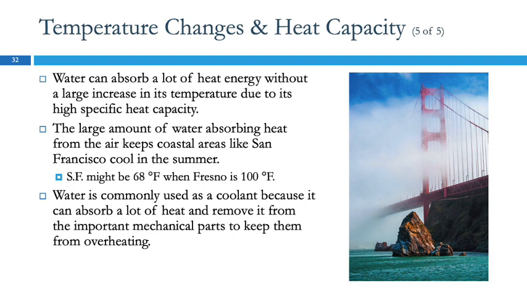Because of its high specific heat capacity, water can absorb a lot of energy and only change in temperature a little bit. So this has a huge effect on our climate and our local environment. So here we have a picture of the San Francisco Bridge. San Francisco is on a peninsula. It's surrounded by the ocean on one side and the San Francisco Bay on the other side. It's literally 3 sides water, right?